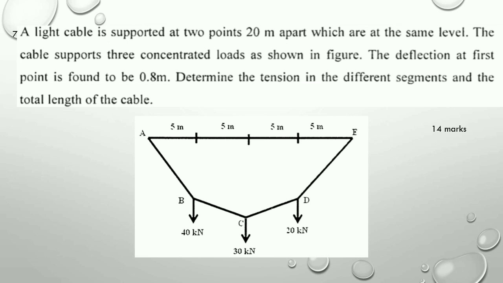Seventh question. A light cable is supported at 2 points 20 meter apart which are at the same level. The cable supports 3 concentrated loads as shown in figure. The deflection at first point is found to be 0.8 meter. Determine the tension in different segments and the total length of cable. Question carries 14 marks.